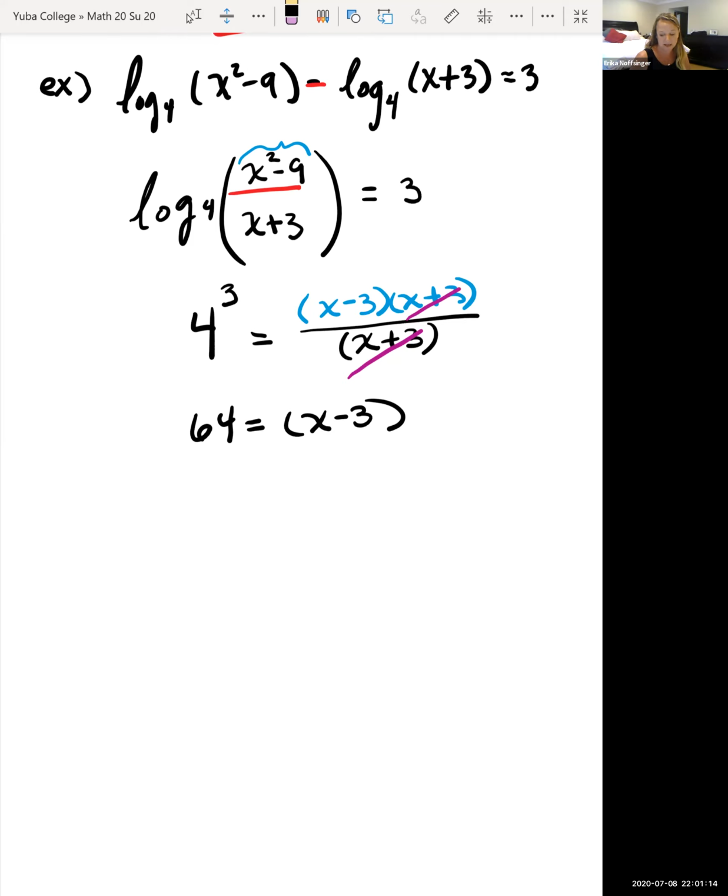Okay, x by itself, we can add 3 to both sides. So we get x is equal to 67. Check if we plug it back in here. If I square 67 and subtract 9, that's bigger than 0, so I'm okay for that piece. And 67 plus 3 is okay because it's positive. So our solution is 67.